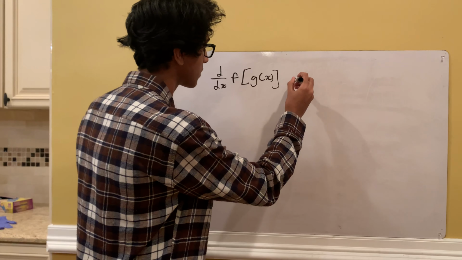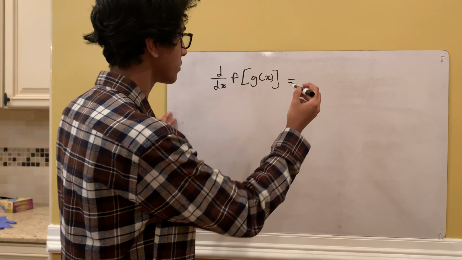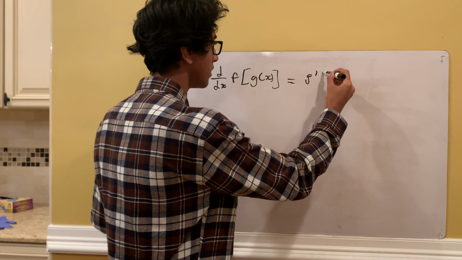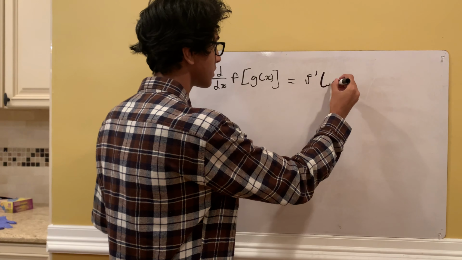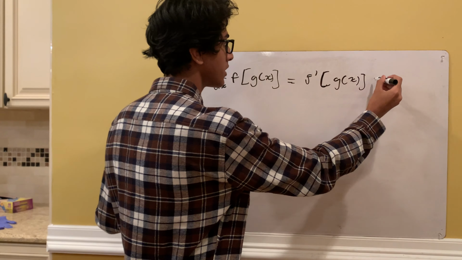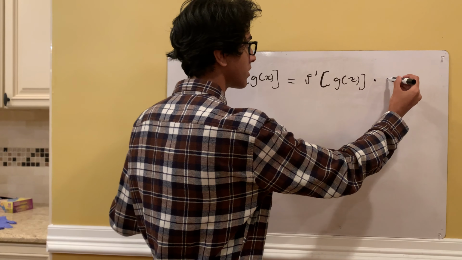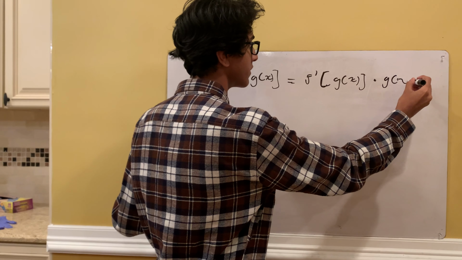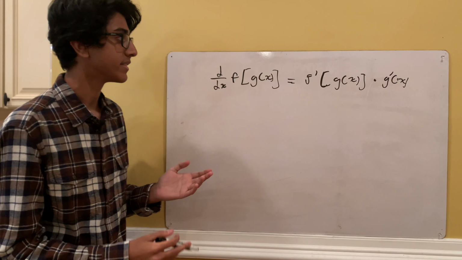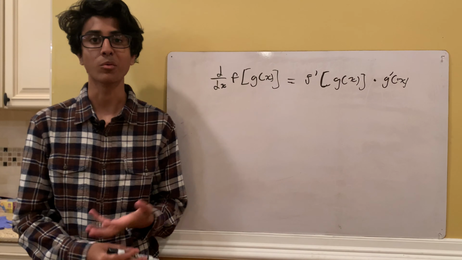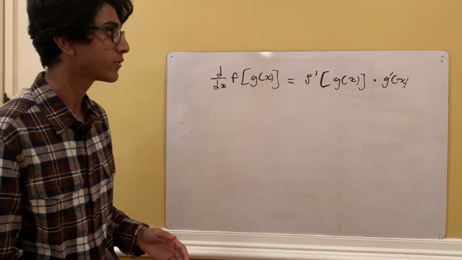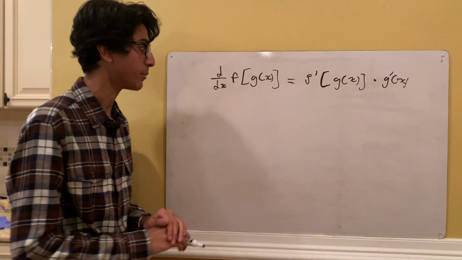So according to the chain rule, this would equal the derivative of f of g of x times the derivative of g. And this looks super complicated, but once you try it out with a problem, it's actually pretty simple. So let me give you guys one quick example.